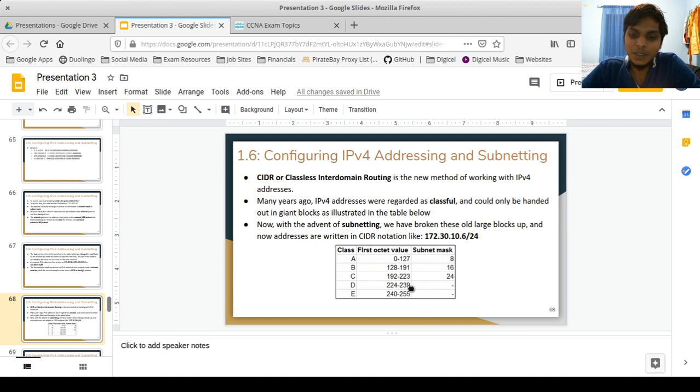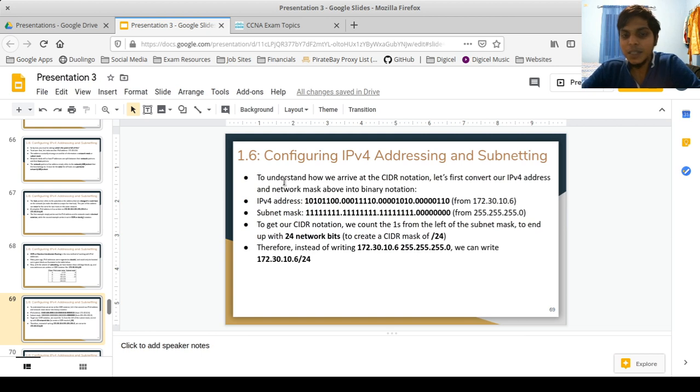Nowadays we don't have IP address space anymore, so we don't use classful addresses. With the advent of subnetting, we have broken these old large blocks up, and now addresses are written in CIDR notation like 172.30.10.6/24. This is how you'll see addresses written most of the time.